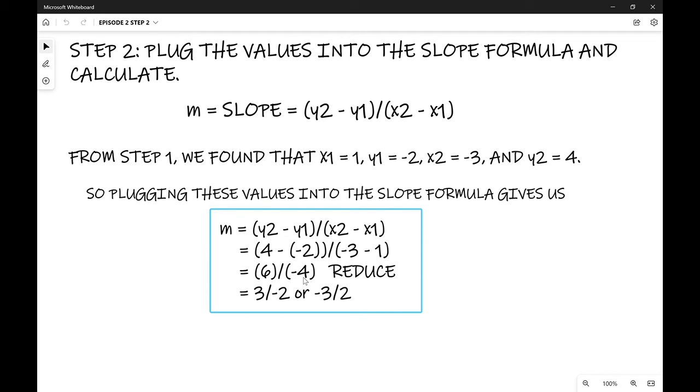Then we need to reduce the final answer. Both numbers are divisible by 2, so we divide by 2 to get 3 over -2, or we can write -3 over 2, and that's pretty much it.